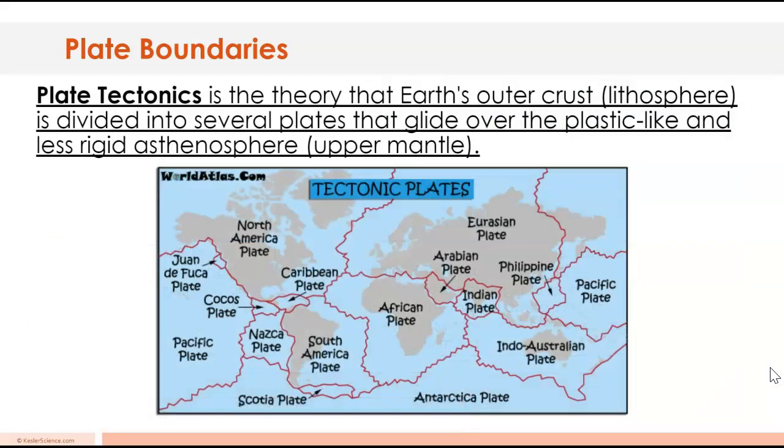So listen first and then you can pause and write. So plate tectonics, the definition, is a theory that Earth's outer crust, the lithosphere, is divided into several plates that glide over the plastic-like and less rigid asthenosphere, or the upper mantle. Okay, go ahead and pause and write this down in that body section of your notes.